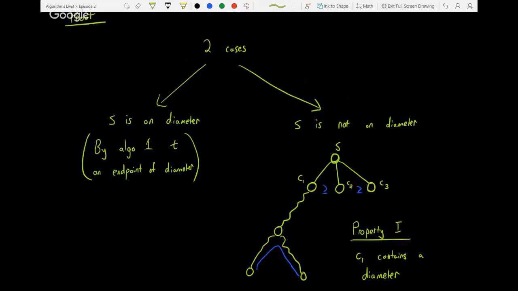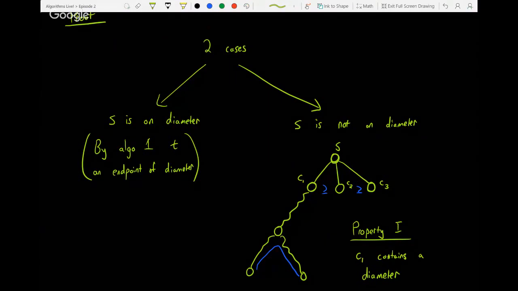So in other words, if I'm in my tree and I know that I'm not on the diameter of the subtree, then the thing I want to prove is that my deepest subtree is going to have the diameter. And if I prove this property I, then I've basically proved that my second algorithm is correct, because it's basically an inductive argument.